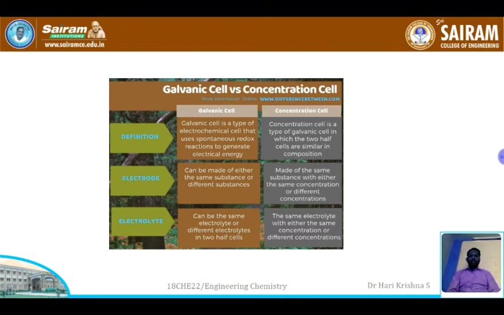In concentration cells, both the electrodes are made up of same metal. The driving force is difference in concentration. Electrolyte: in galvanic cells it can be of different electrolytes, while here the electrolyte is the same salt solution of the same metal but of different concentration. So this is how the galvanic cell and concentration cell will differ.